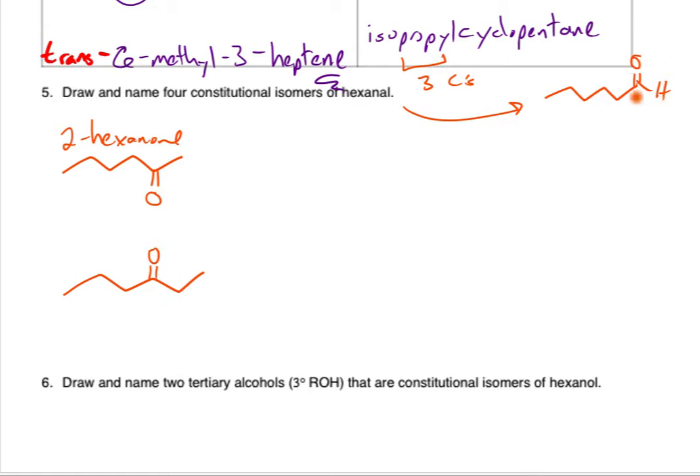Or I can keep the aldehyde group intact and then just branch this part here. So instead of 6 carbons, let's go to 5. 1, 2, 3, 4, 5. Keep my aldehyde group right there. And then I have 1 carbon left over, and I can put that really any place on this interior portion of the chain. This would be 2-methylpentanal. So really, when you talk about constitutional isomers, aldehydes and ketones are constitutional isomers of each other.